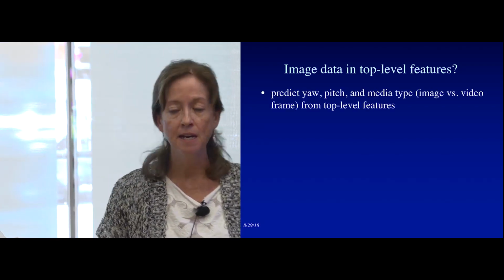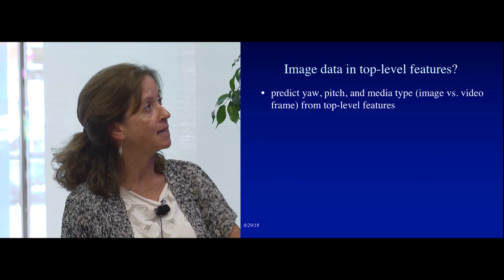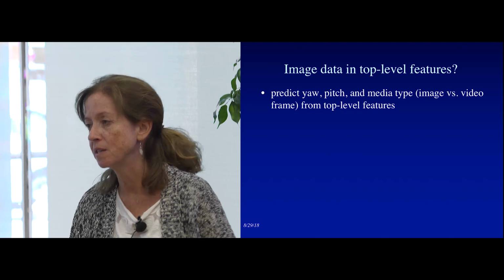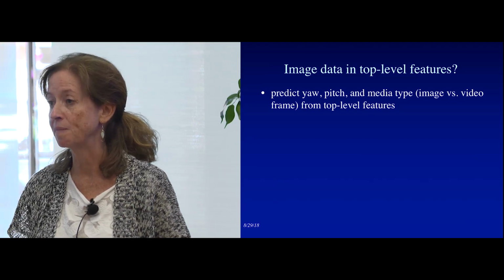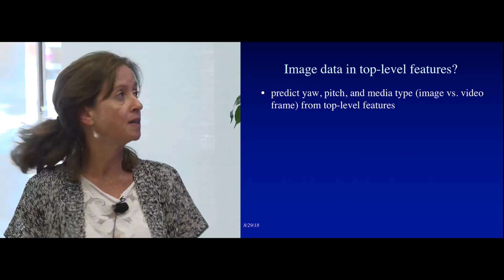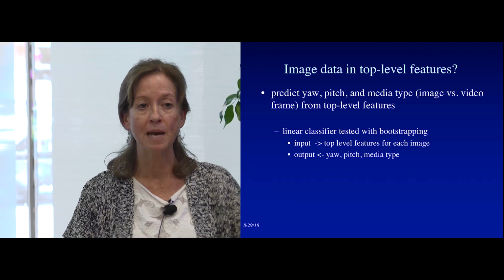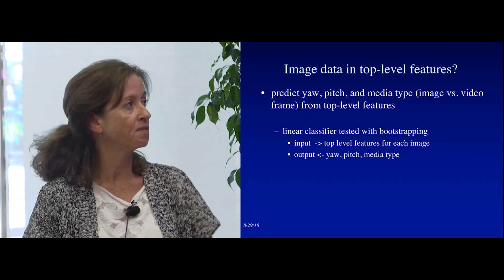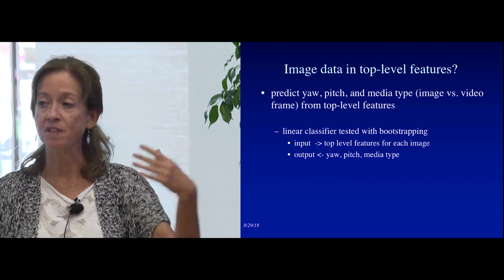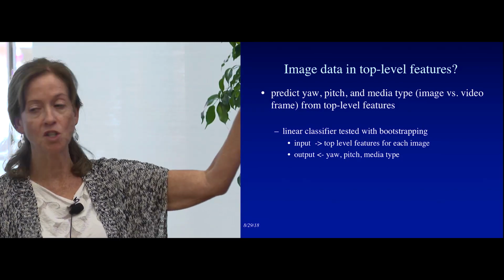so we did some simulations where we tried to predict the yaw, pitch, and media type. Media type just because the Janus program gave us metadata on that, so whether or not the image came from a video or a still image from the top level features. And we did it in the simplest possible way, linear readout. We did a linear classifier, taking the top level features for each image as the input and trying to predict the yaw, the pitch, and the media type.